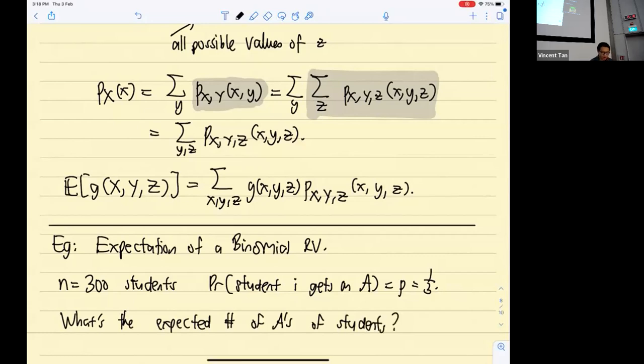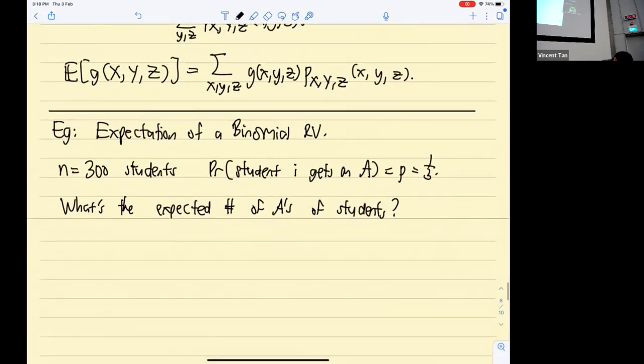Now, if you haven't taken this class, you would expect that the expected number of A's that the professor is going to give out is 100. Take 300 times 1/3, because on average every student has a 33% probability of getting an A. You have 300 students, so you take 300 times 1/3. That's a logical thing, just from common sense.